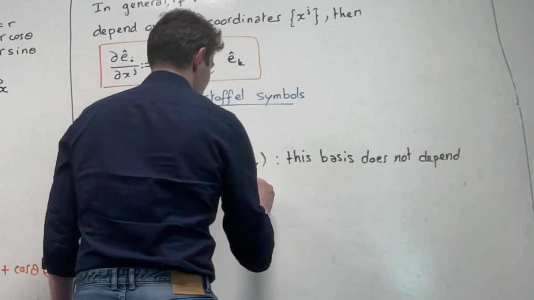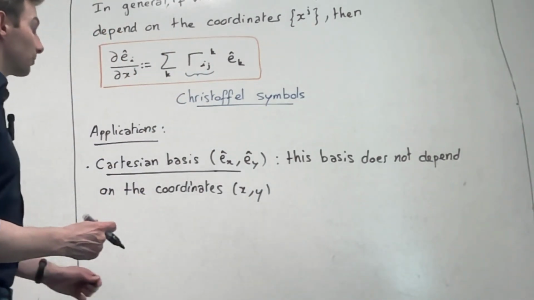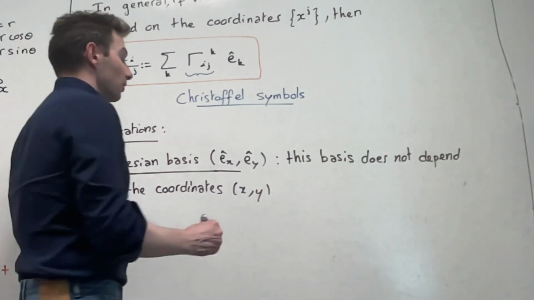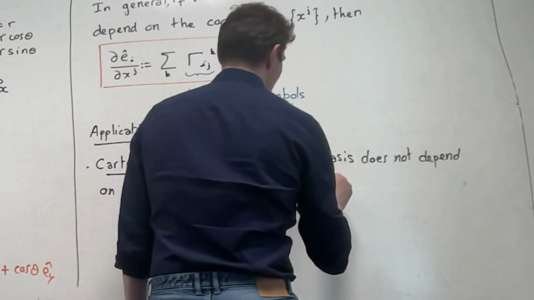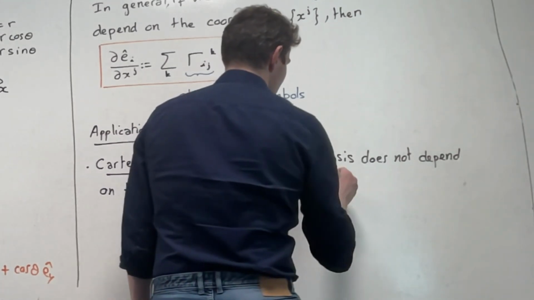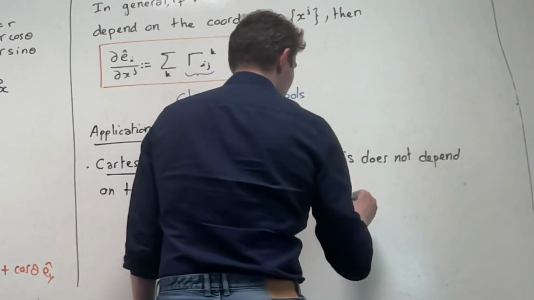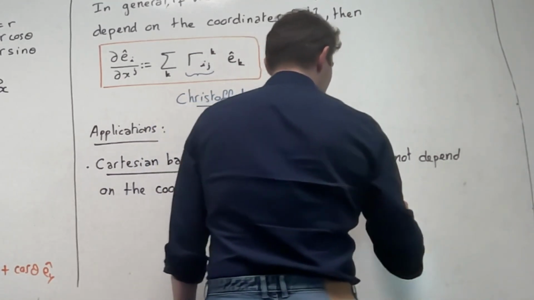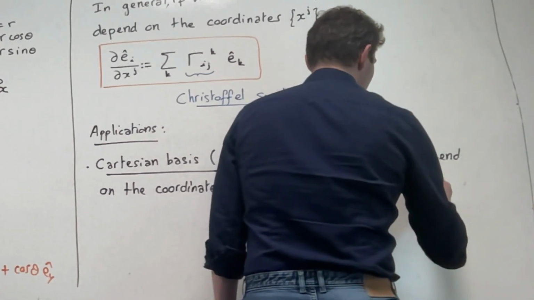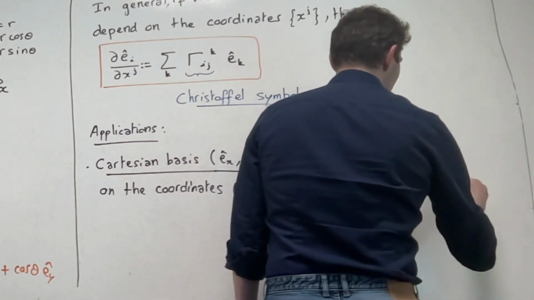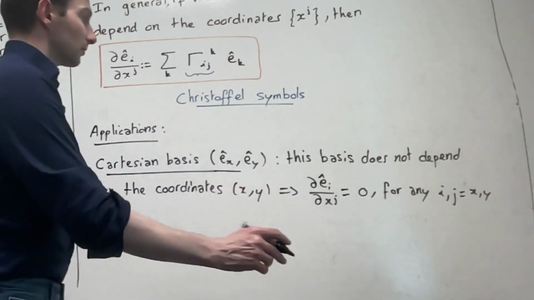Kind of x, y. Okay? And so consequently, because they don't depend on it, of course what that means is that you're going to have d of Ei, in that case, d of xj is actually going to be 0. And that's actually for any Ij that is equal to x or y. Okay?